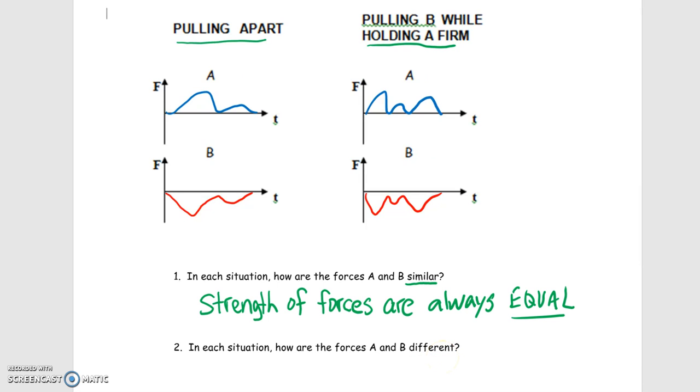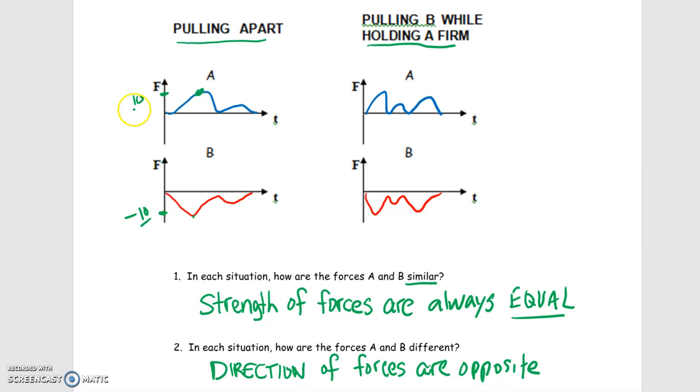What's similar is the strength of the forces are always equal. So this is hand drawn, but this peak here might be a plus 10 newtons, and this peak down here occurring at the exact same moment would be a minus 10 newtons. So the 10 newtons is the strength of the force, the magnitude of the force. The negative sign indicates the direction. So we can say what's different about the forces is their direction: these forces are opposite to each other. And this is true at any moment in time, all the time.